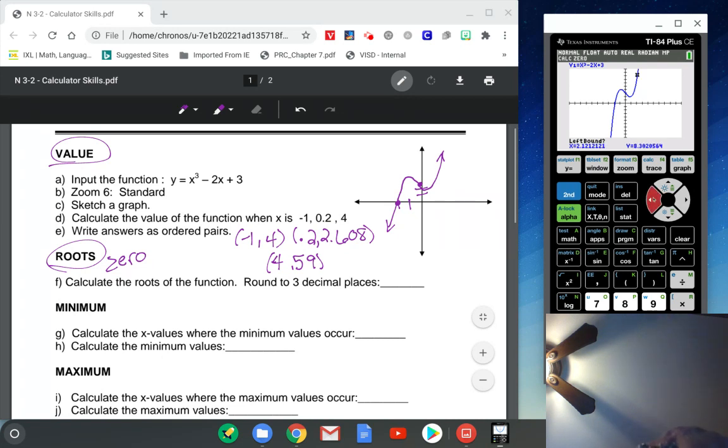You'll notice that the left bound values are changing. We want to go to the left of -2. So we have moved to the left of -2. You can see it with the cursor. You can see it here. So we're going to hit enter, and it's going to draw you a little line to the left of the value you're looking for.